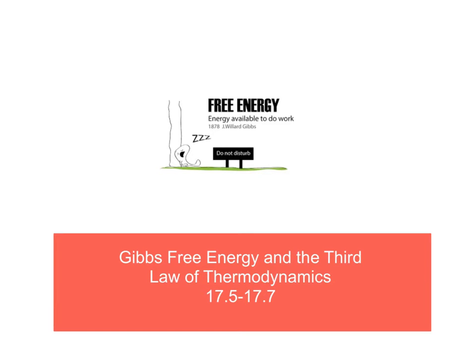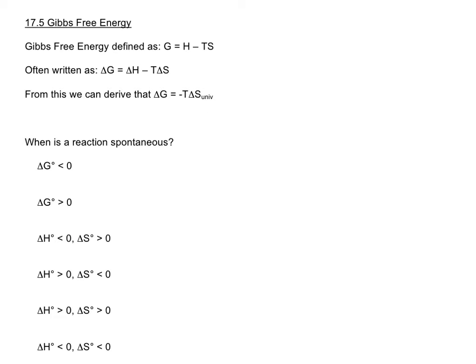Today I'm going to continue through the rest of Chapter 17, talking about Gibbs Free Energy and the third law of thermodynamics. Gibbs Free Energy is defined as G, and it's equal to H minus T times S. So just a reminder, H is enthalpy and S is entropy. So delta G is an expression that tells us how both the enthalpy and the entropy change in a reaction so that we can determine whether it is thermodynamically favored or not.